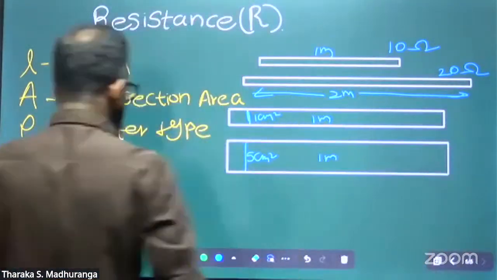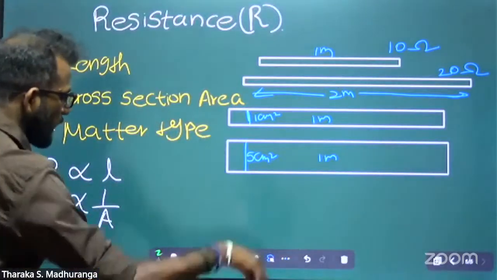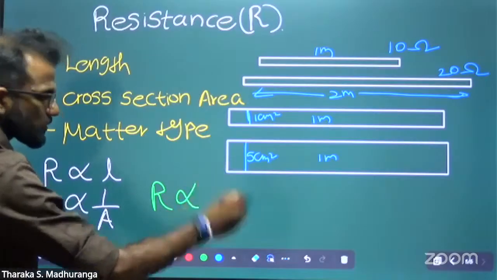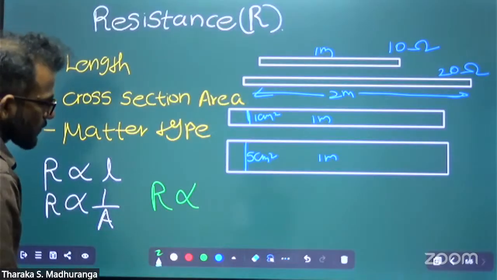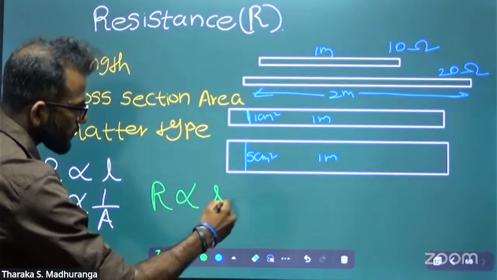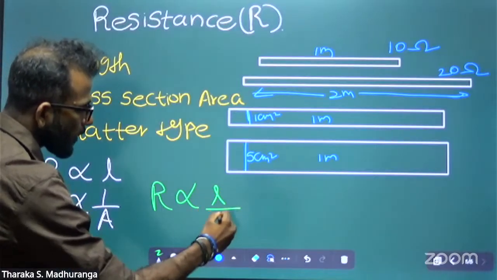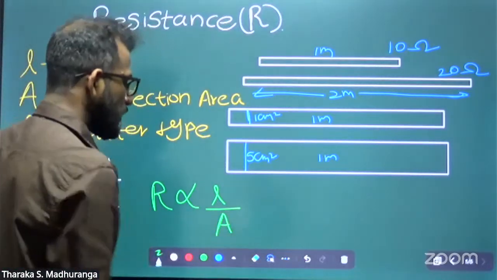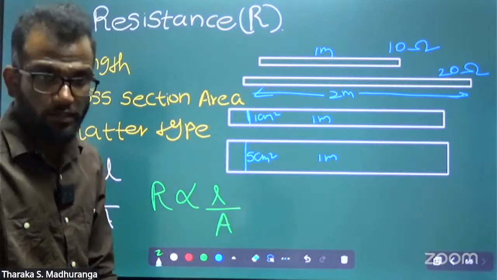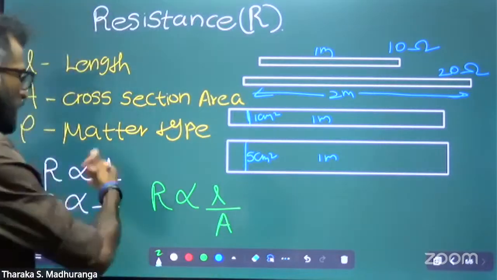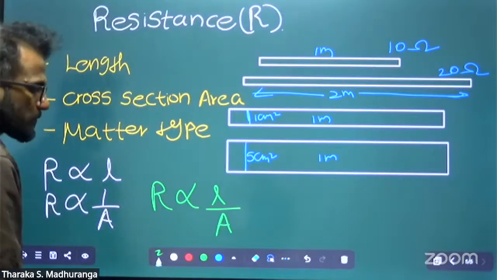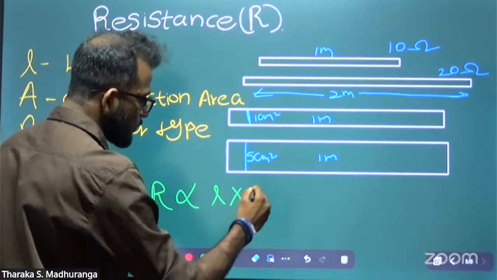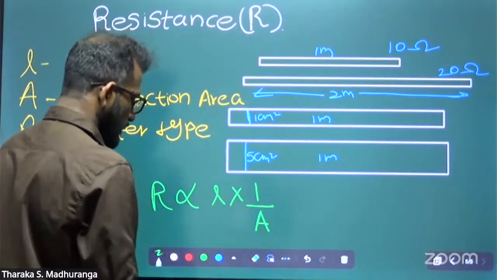Okay, now this is the relationship. According to that, R is directly proportional to L over A. L multiplied by 1 over A. If you can't remember this one, you can think like this: L into 1 over A.